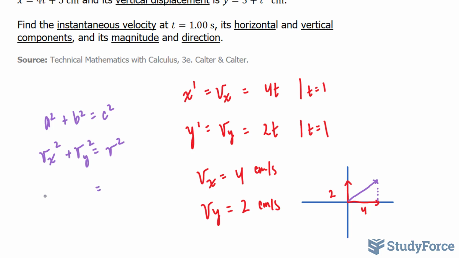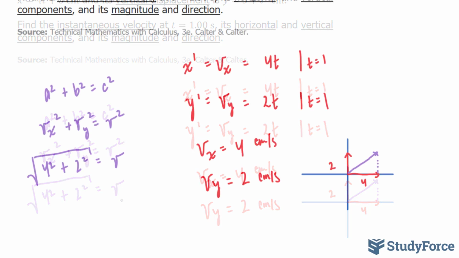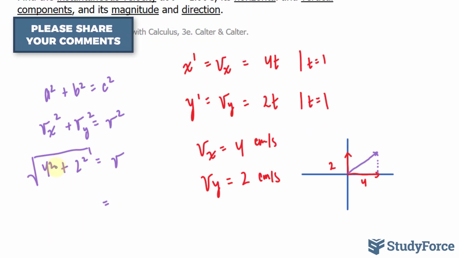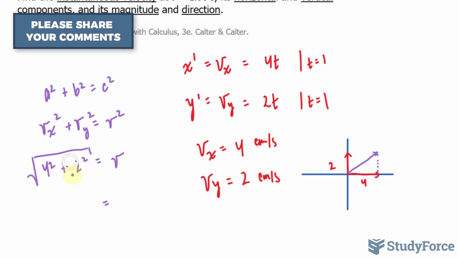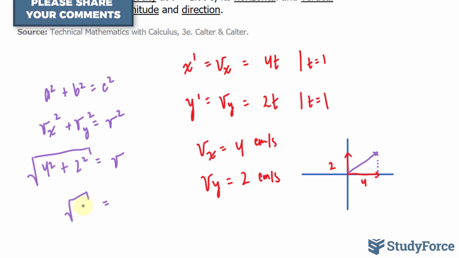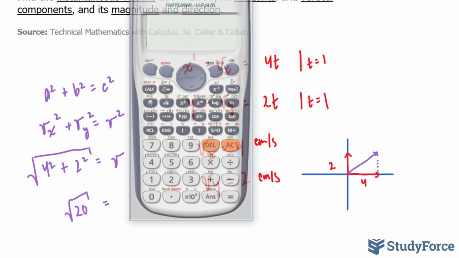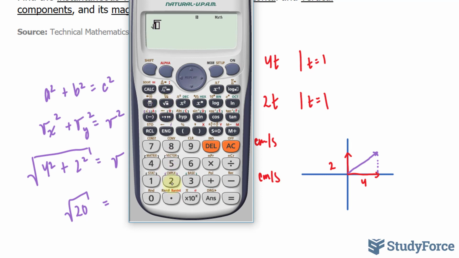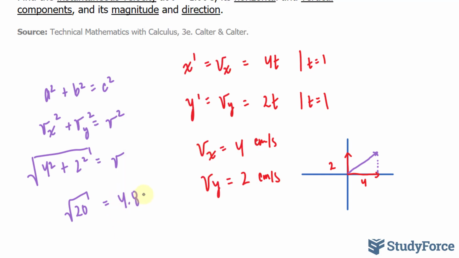Substituting what we know, 4 to the power of 2 plus 2 to the power of 2, square root both sides to get the velocity. 4 to the power of 2 is 16 plus 4 is 20. The square root of 20 represents our velocity. Let's find out what that is. The square root of 20 is approximately 4.8. 4.8 centimeters per second when t is equal to 1.